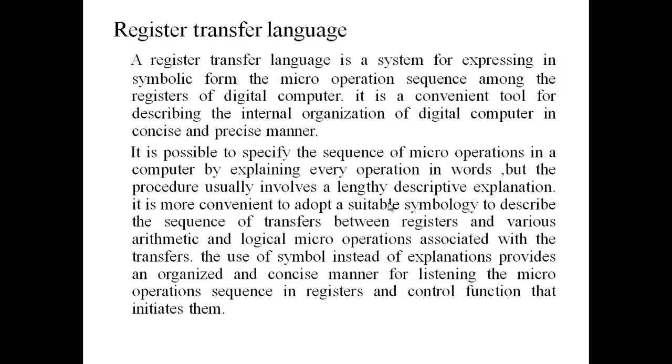It is possible to specify the sequence of micro operations in a computer by explaining every operation in words, but the procedure usually involves a lengthy descriptive explanation. It is more convenient to adopt a suitable symbology to describe the sequence of transfers between registers and various arithmetic and logic micro operations associated with the transfer. The use of symbols instead of explanations provides an organized and concise manner for listing the micro operation sequence in registers and the control function that initiates them.